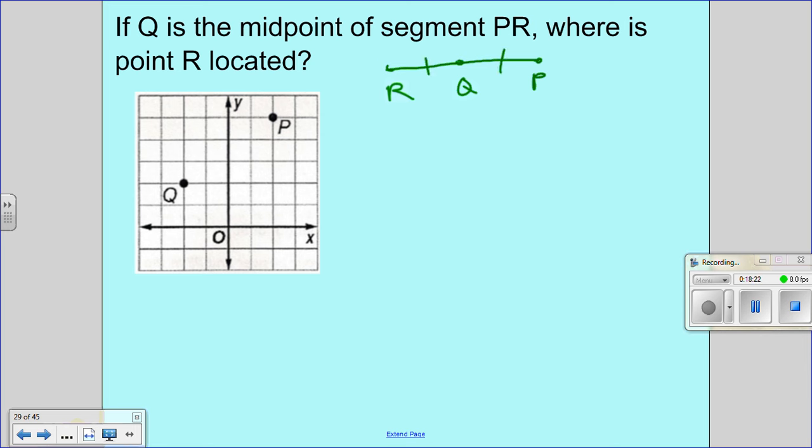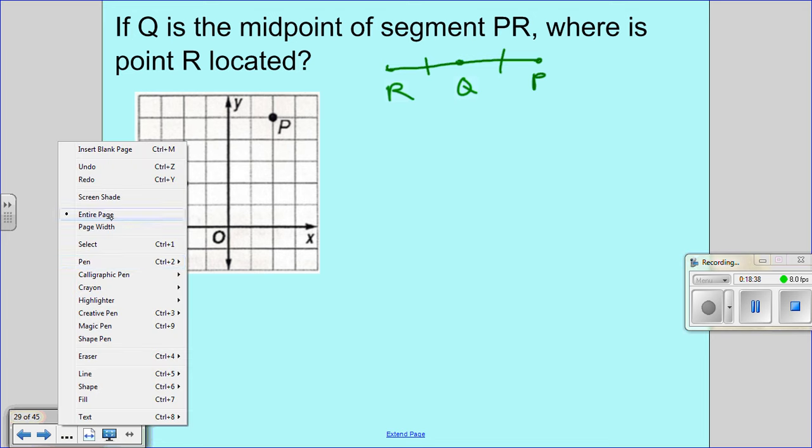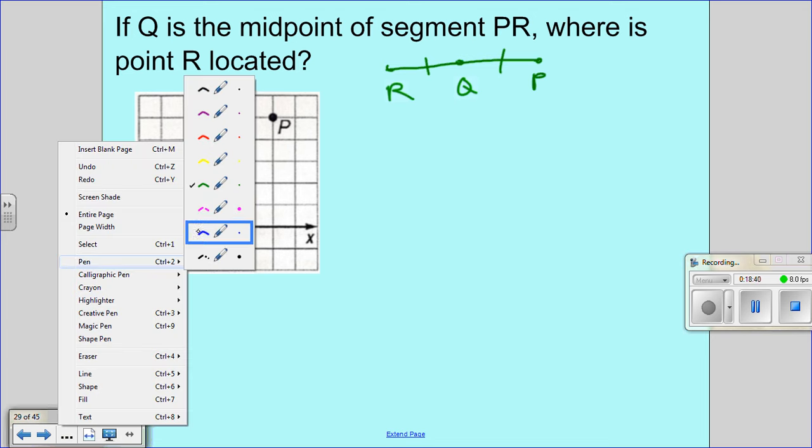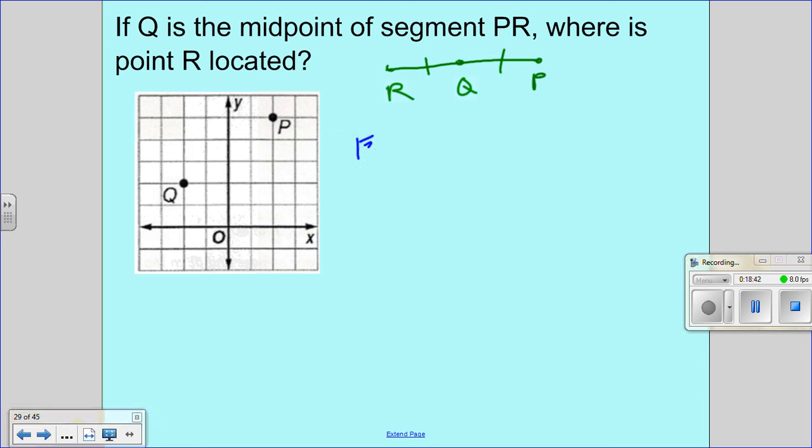There we go. If we know the distance from Q to P, we'll know the distance from Q to R because it'll be the same, right? We talked about what midpoint means. So this is what we're going to do in this scenario. We're going to use a method called EME: endpoint, midpoint, endpoint. P and R are your E's, and Q is your midpoint. So watch what I do.